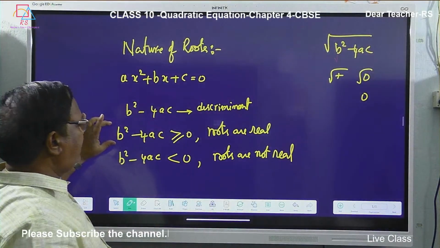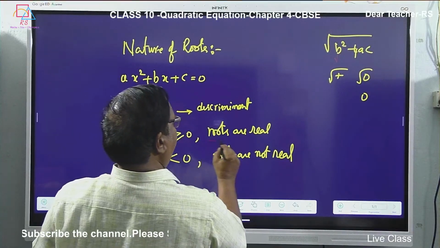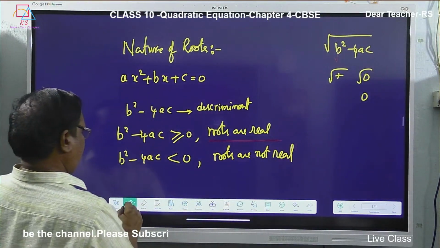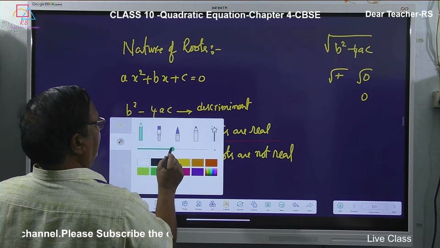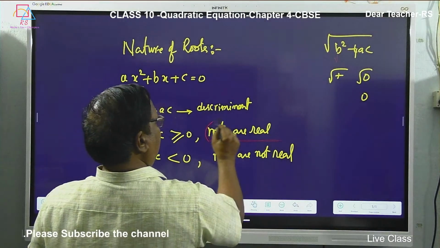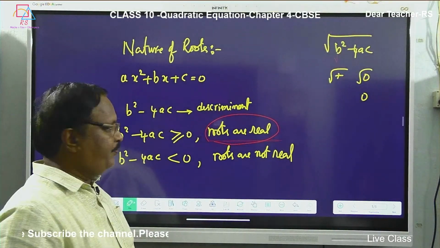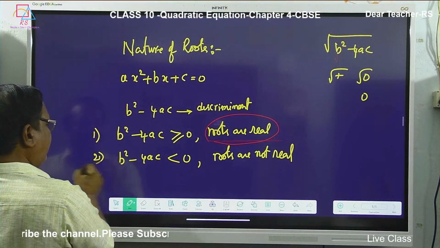Now this first condition you can expand. I will expand and I will show you. I think these two are the main thing.